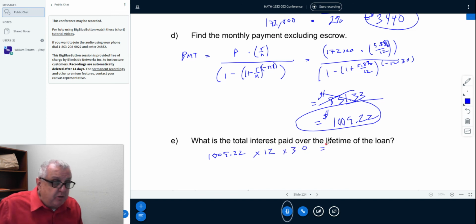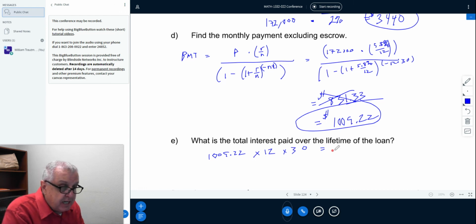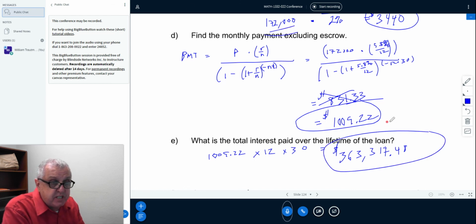Do you see? That's how much I'm going to pay the bank altogether. Take this number and multiply it by 12 and then multiply it by 30 years. In other words, 360 payments. And I would have given the bank $363,317.48. If my loan was only for 172, this is how much I gave the bank.